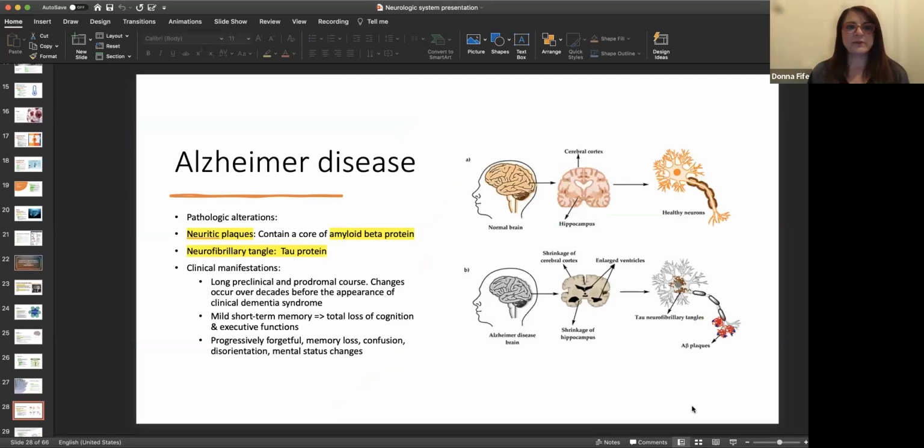More on Alzheimer's pathological alterations that are occurring. There are neuritic plaques, and these contain a core of amyloid beta protein, and neurofibrillary tangles, which are involved with the tau protein. Clinical manifestations: there's a long preclinical and prodromal course. This is going on over years or decades before the appearance of clinical dementia is even seen. Mild short-term memory loss can go to total loss of cognitive and executive functions. Patients are progressively forgetful. There's memory loss, confusion, disorientation, and mental status changes.